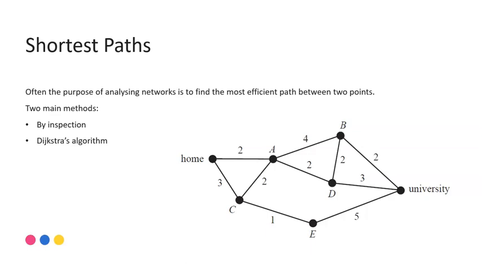So often when we're analysing networks or graphs, particularly weighted ones, we're looking to find the most efficient path between 2 points or 2 vertices. And there's 2 main methods that we use. The first one is by inspection, and that just means simply we are looking at the graph, inspecting the paths and making a decision about which path we think is the shortest. The second method is Dijkstra's algorithm, which is a set of rules or steps that help you work your way through systematically to find that shortest path.